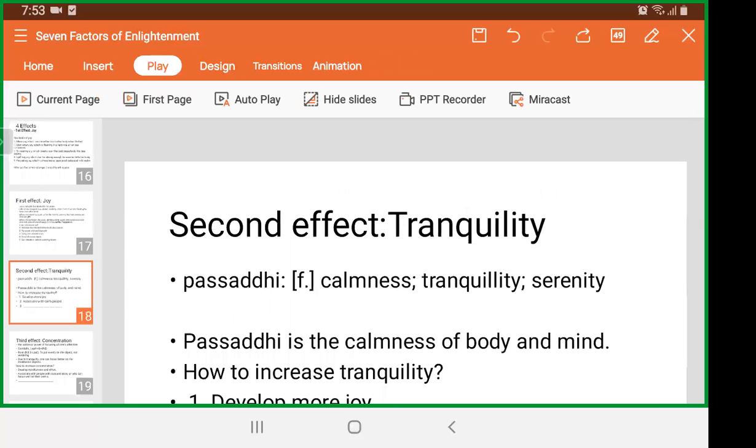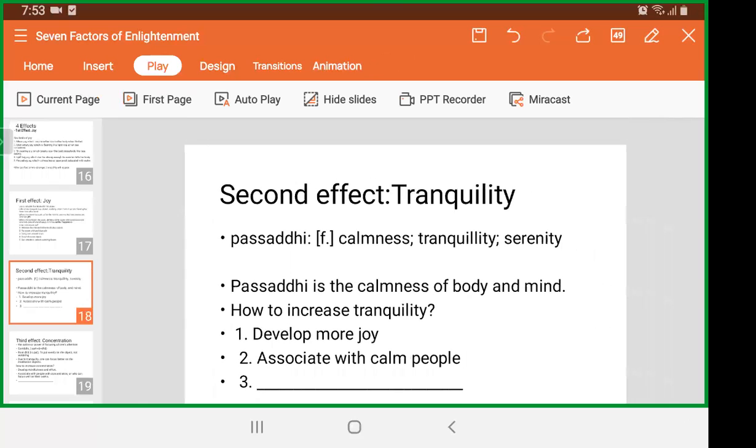Okay, now we go for the second effect, passaddhi. So remember I told you piti, passaddhi. So remember sati, viriya, dhamma vijaya. So 2V and then followed by 2P. Okay, passaddhi. So passaddhi is tranquility of the body and mind.